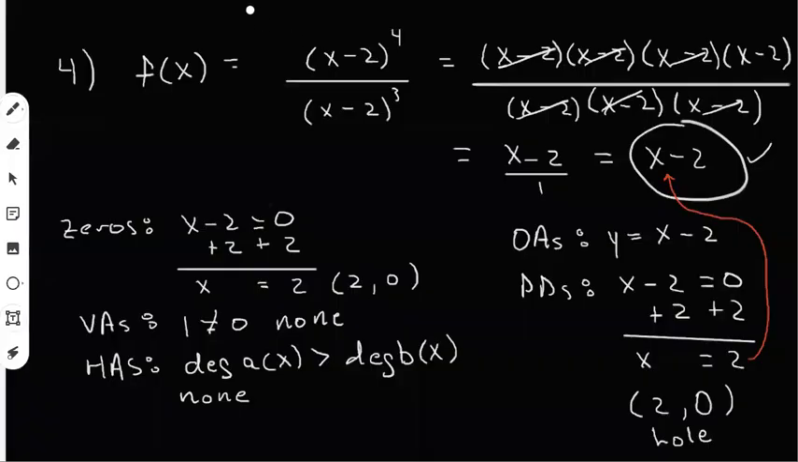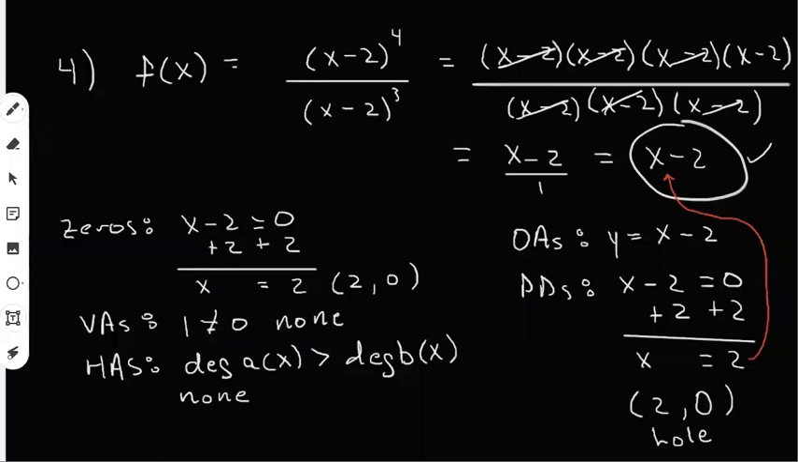Vertical asymptotes, we don't have any. No verticals, so we don't have to worry about that. Horizontal asymptotes, also none, so I'm not going to worry about that. We've already done the oblique asymptotes, so I'm going to skip over that. And then our point discontinuity was 2, 0. That's the hole in the graph.